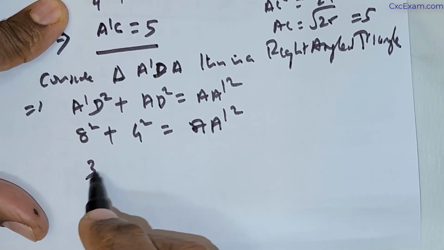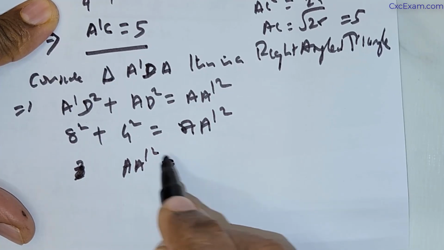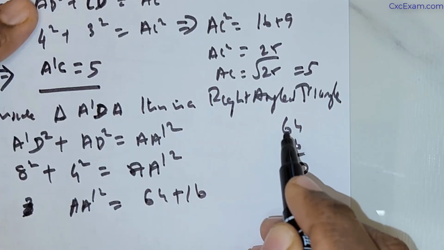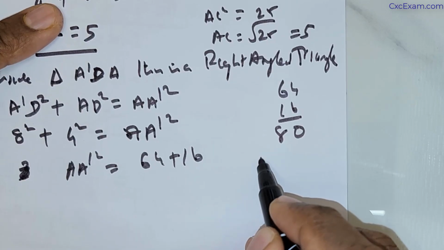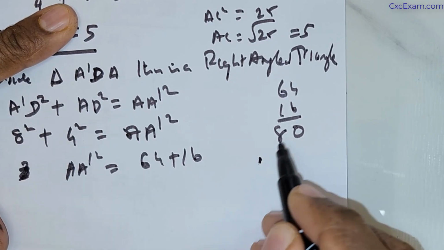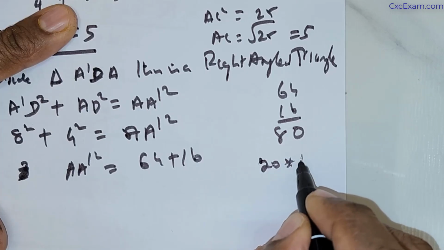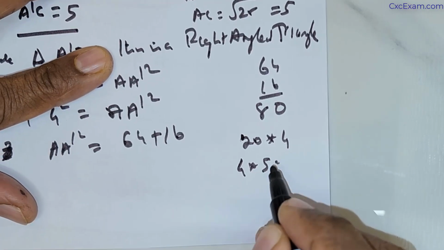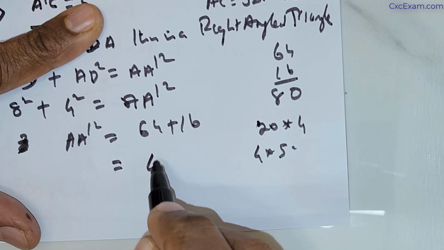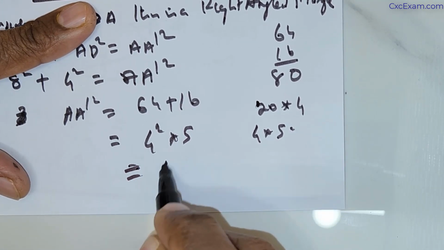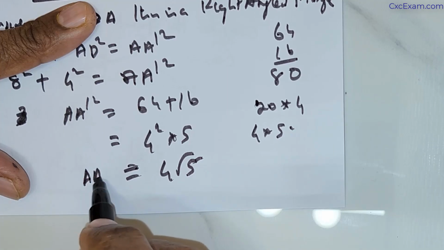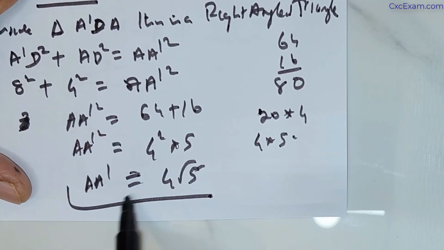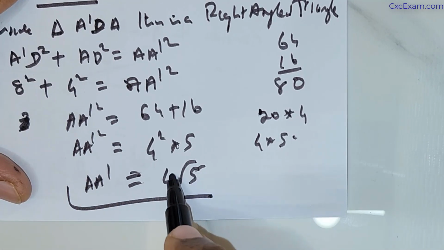So AA dash squared is going to be 8 squared is 64, plus 4 squared is 16, 64 plus 16 will give me 80. I'm going to write this as 20 times 4 and 4 times 5. So this is going to be 4 squared times 5, which means AA dash is 4 times root 5. This is my AA dash squared, but this is AA dash. We are taking the square root.